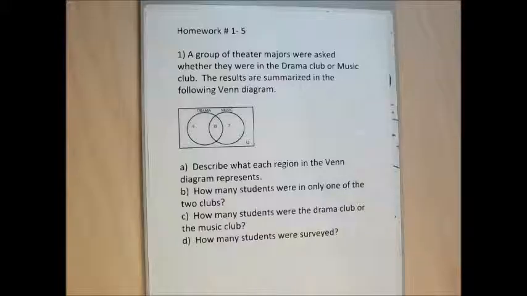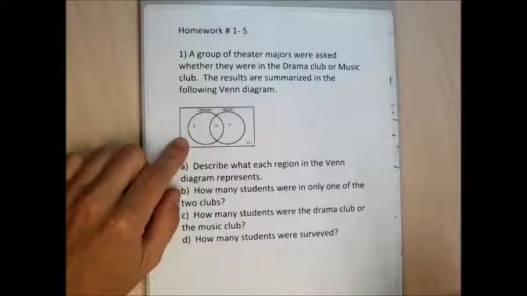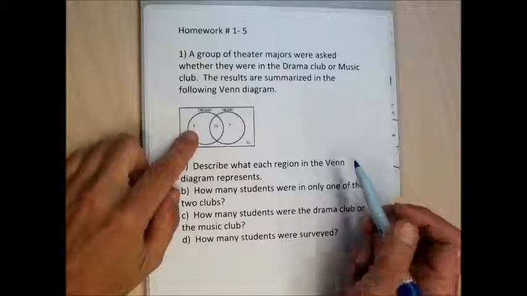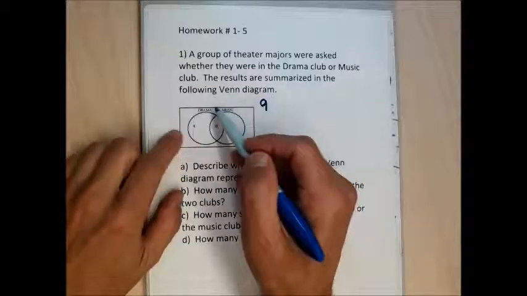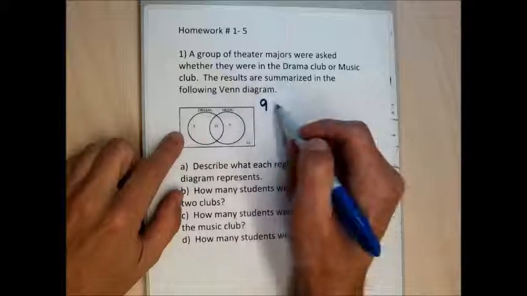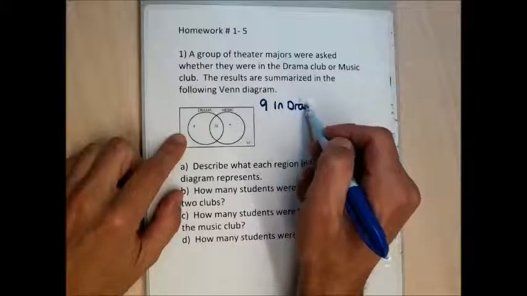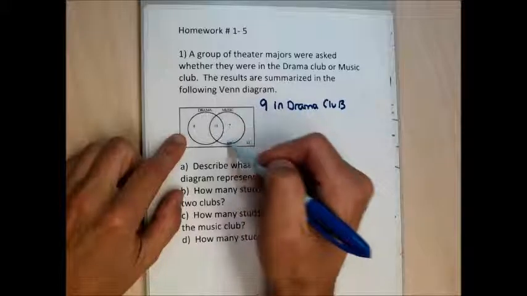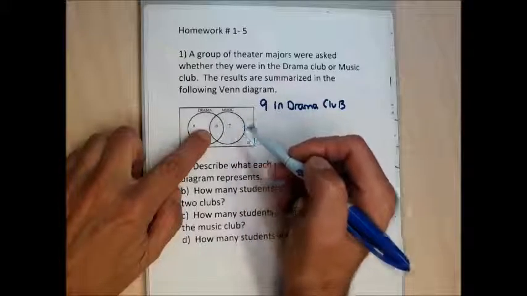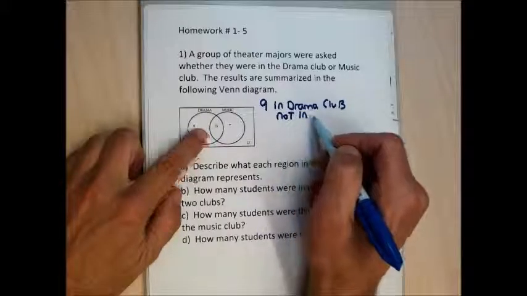One at a time, I'm just going to go from left to right. This is region 1, 2, 3, 4, but I don't really need to say the region numbers if I don't want to. I'm just going to pull out each number. These 9 students right here, because they're inside the drama circle, are in the drama club. But they're not inside the music circle, because the music circle stops there, so they're not in the music club.